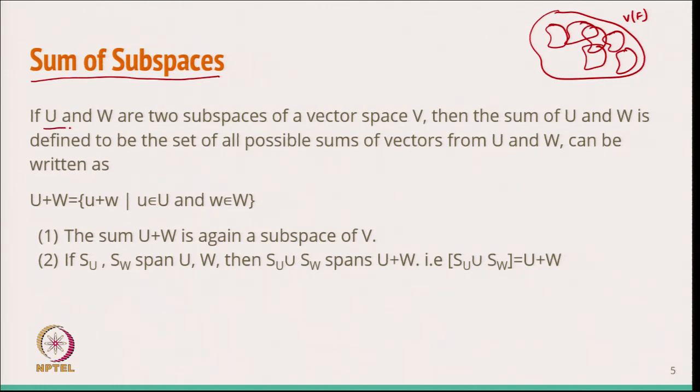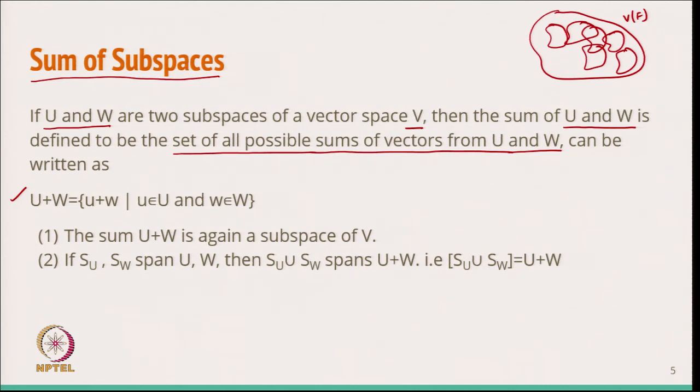So, if U and W are two subspaces of vector space V, then I want to discuss the sum of U and W. So, what is that? It is defined to be the set of all possible sums of the vectors from U and from W, and it can be written like this: U plus W is equal to the elements u taken from U and small w taken from this subspace W. So, I am taking one element from U plus another element from W.